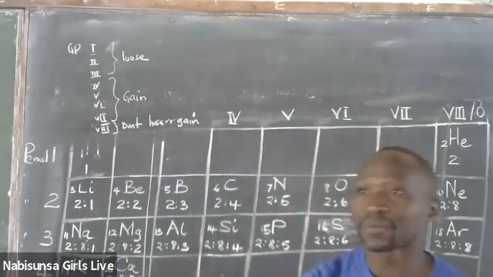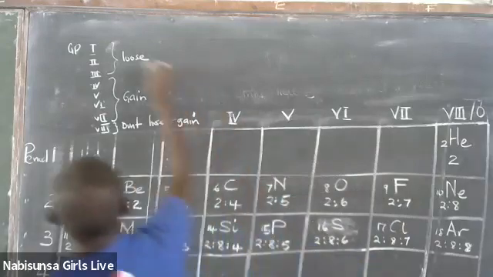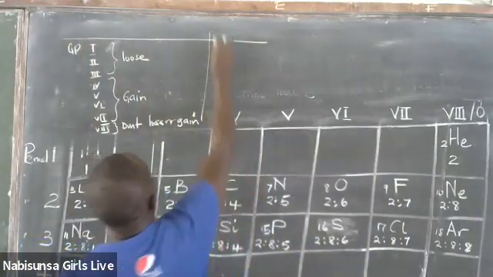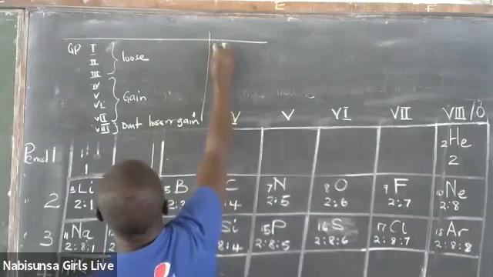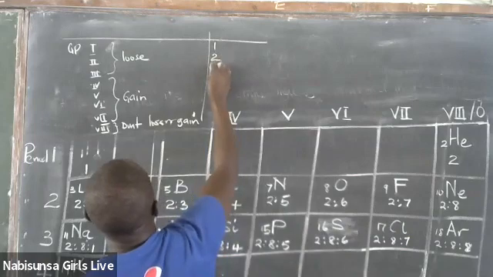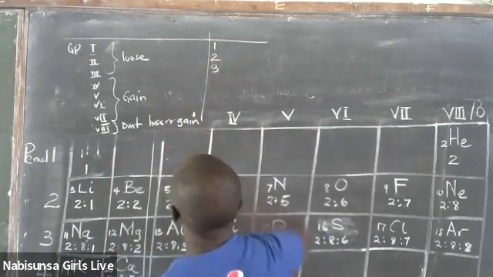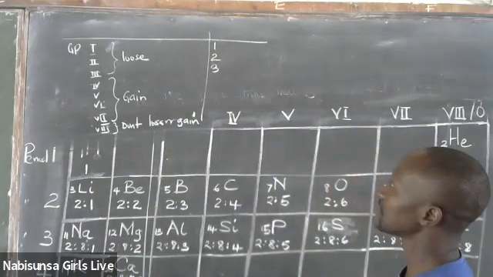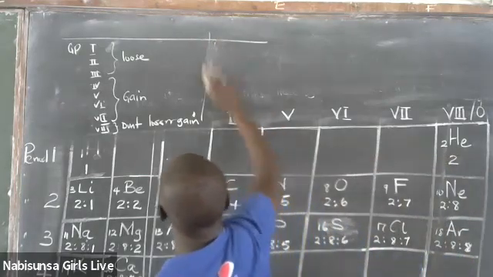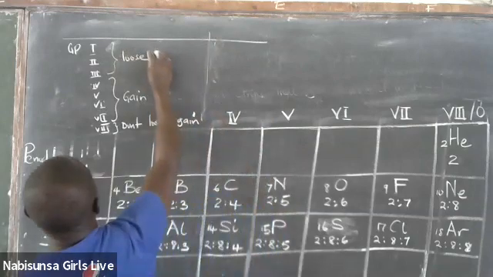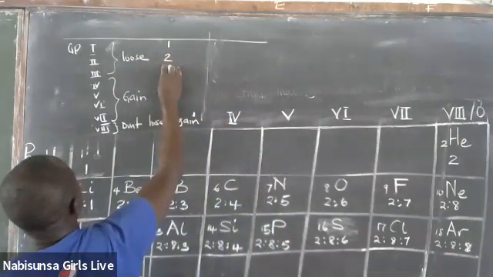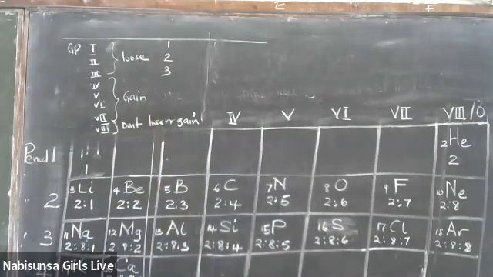So if so, how many electrons can be lost? This one can lose 1 electron. These can lose 2 electrons. These can lose 3 electrons. Maybe let me write it here. These ones can lose 1 electron, can lose 2 electrons, can lose 3 electrons.